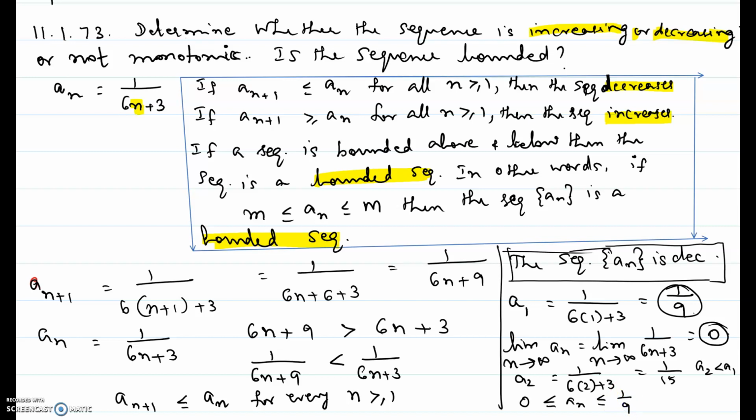So if you are able to find two numbers, lowercase m, which is equal to 0, and uppercase M, which is equal to 1 over 9 in this definition, then the sequence is a bounded sequence. This shows that sequence a sub n is a bounded sequence, or we can say sequence a sub n is bounded. Hope this video helps.